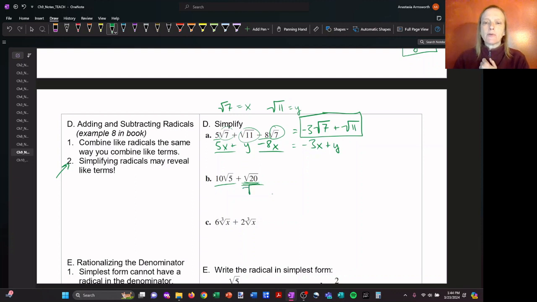So let's think about the square root of 20 as being the square root of 4 times 5. And then the square root of 4 is 2. And so you see that this can be simplified as 2 times the square root of 5.